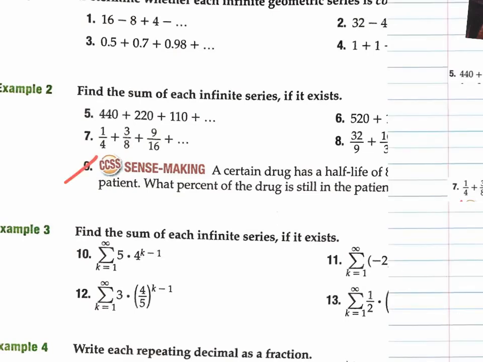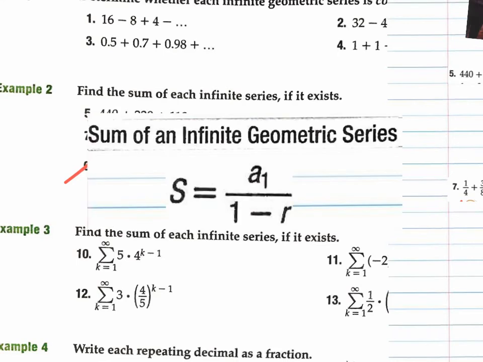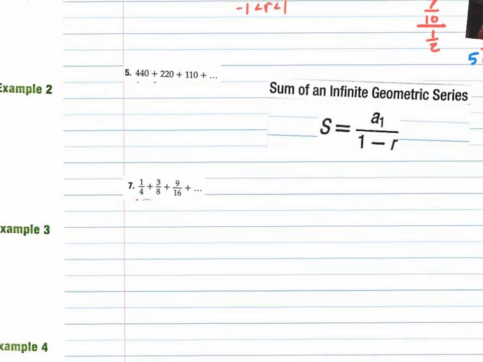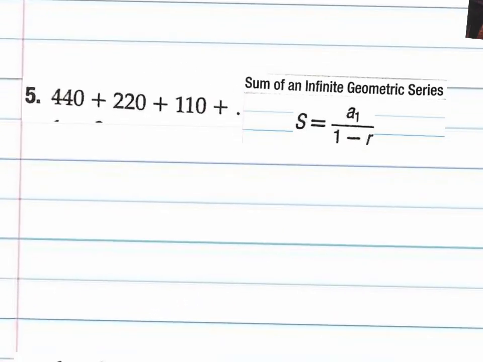And on 5 and 7, they're asking us to find the sum, the actual answer, if you were to add up 440 plus 220 plus 110 plus 55 plus, and so on and so on. If you keep going forever because you continue to divide by 2 right here, you actually get an answer. How are we going to find that sum? Using the summation formula for an infinite geometric convergent series. So we already have this formula written down in our notebooks. I'm just going to rewrite it right here next to these questions. So let's take a look at number 5 right here.